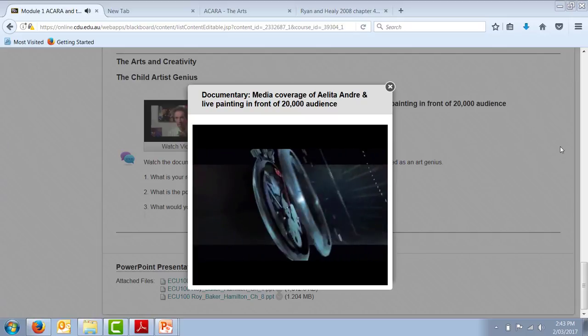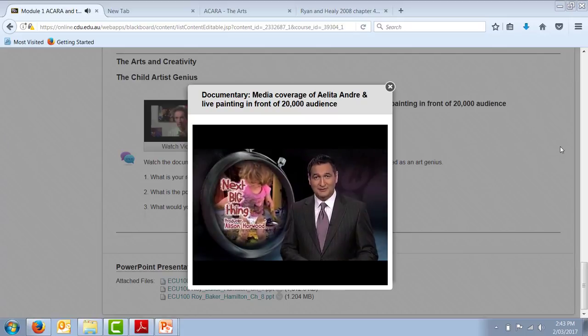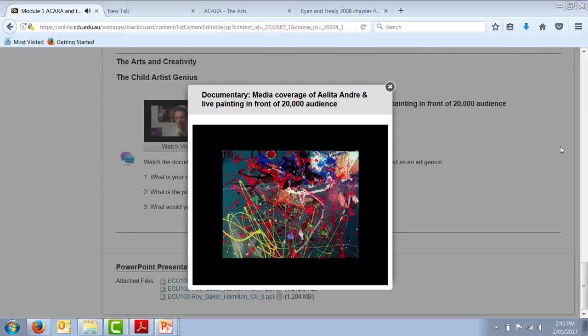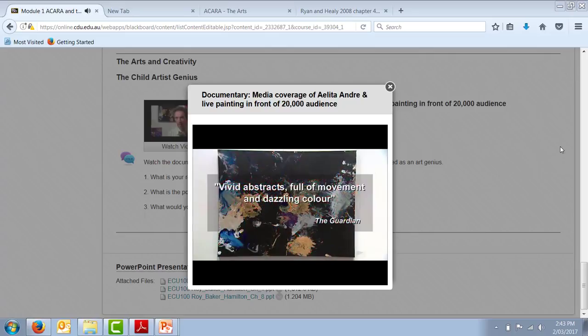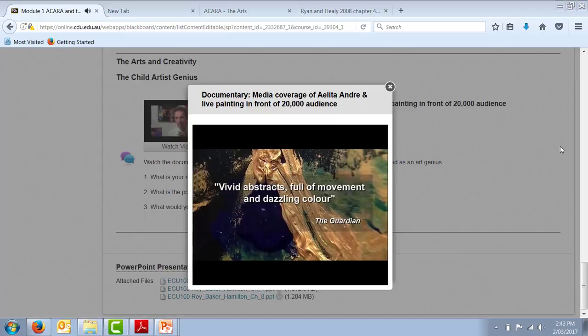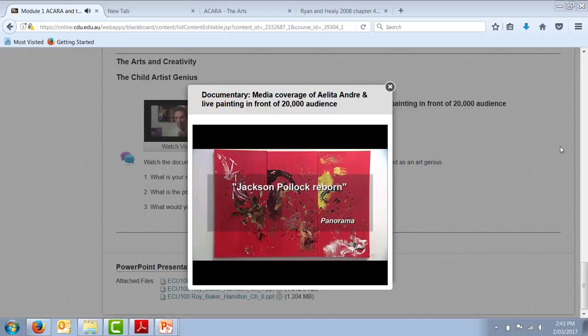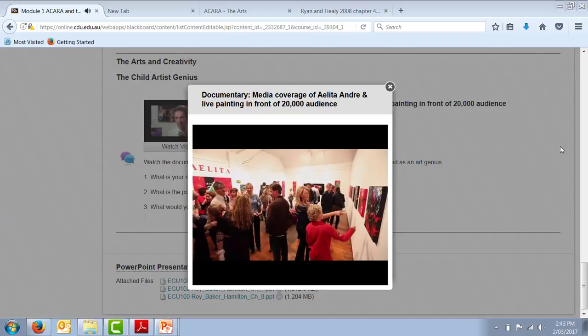Here's Amanda Miller with a story about the next big thing in the abstract art world. The Guardian newspaper describes them as vivid abstracts full of movement and dazzling colour, or Jackson Pollock Reborn, says Panorama magazine. Aelita's exhibition opening made headlines around the world.